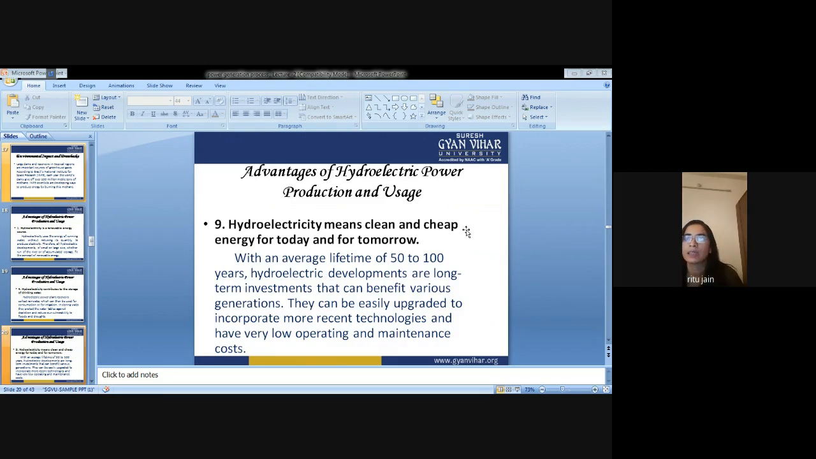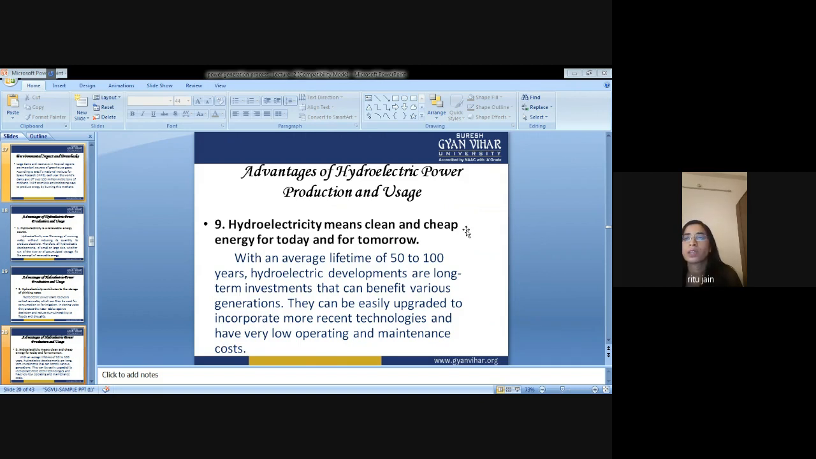Hydroelectricity means clean and cheap energy for today and for tomorrow. There is no pollution in hydroelectric power plants like in a thermal power plant. We have already studied that in a thermal power plant, when you burn the coal, there are n number of gases which go into the environment and pollute our environment. So there is no pollution by using hydropower plants to generate electricity.